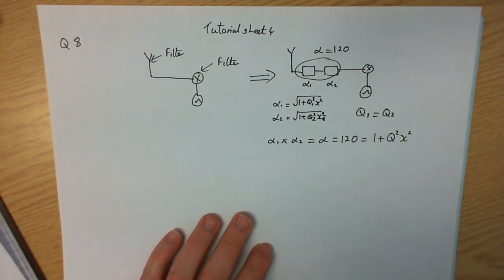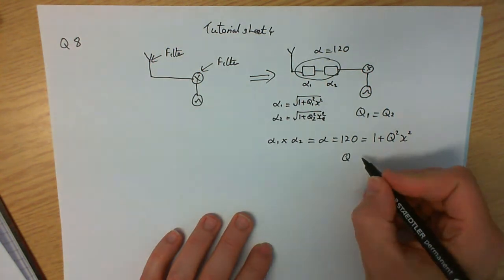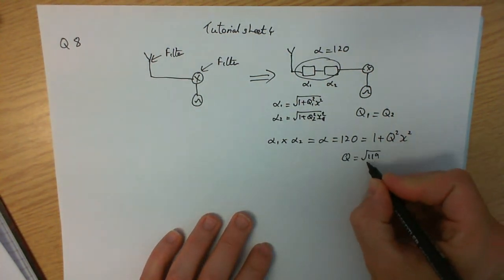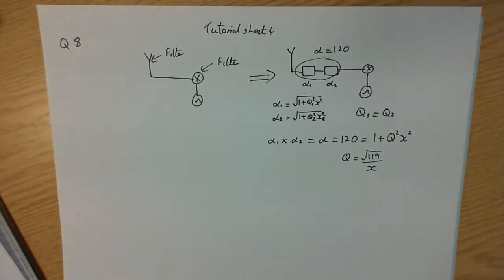So if we rearrange this, what we're actually trying to get is an equation for Q. If we rearrange this equation, Q is equal to the square root of 119 over x. So we need to calculate what x is.